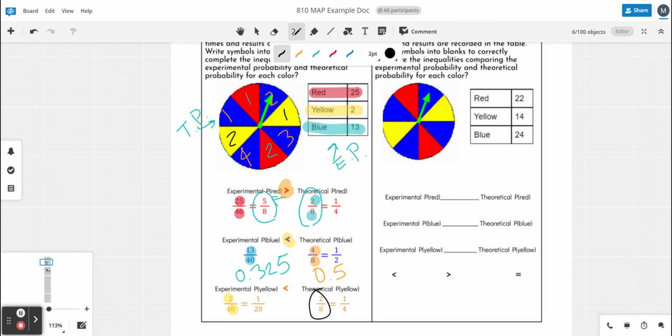When I divide 1 over 20 in my calculator, I get a decimal of 0.05, and 1/4 is 0.25. So we put the less than sign once again because the experimental data was less than the theoretical data. Now you try.